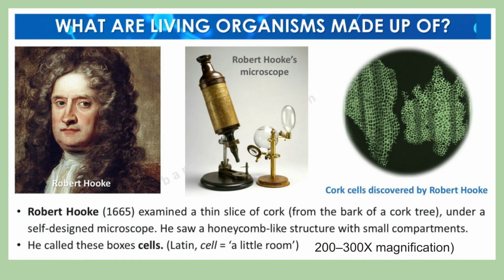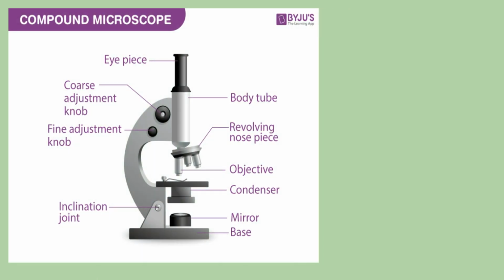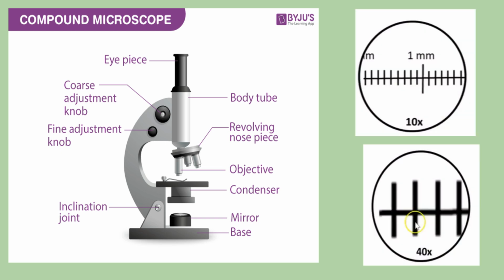In 1665, Robert Hooke examined cork cells under his self-designed microscope. He observed a honeycomb-like structure with small compartments, which he called cells, meaning a little room in Latin. The compound microscope has several parts, including the eyepiece, objective lens, and adjustment knobs. The eyepiece and objective lens determine the total magnification and what can be resolved.